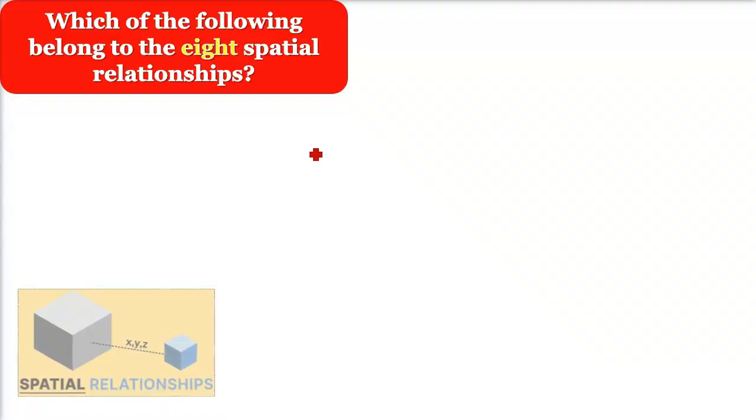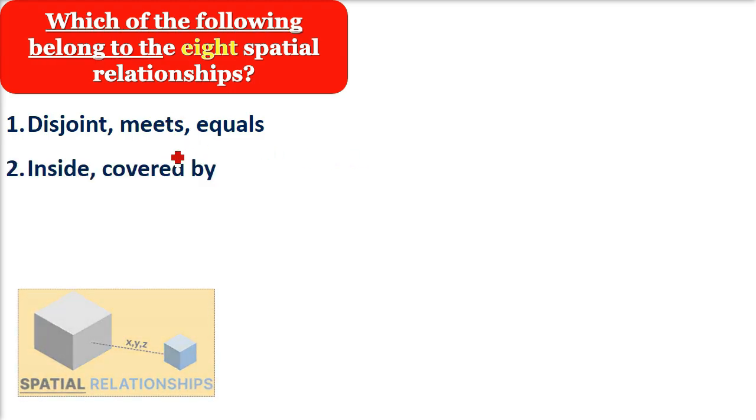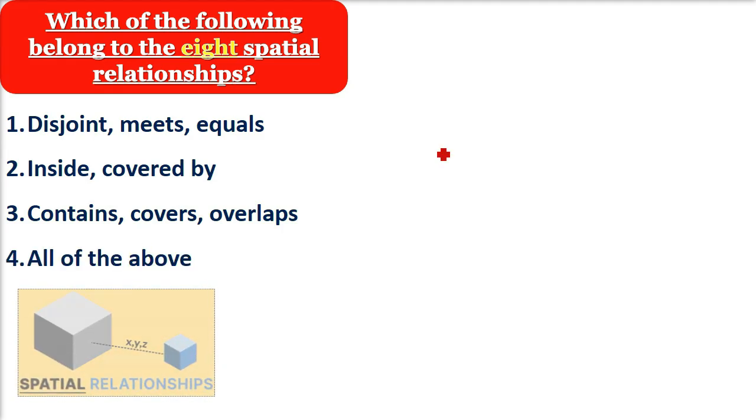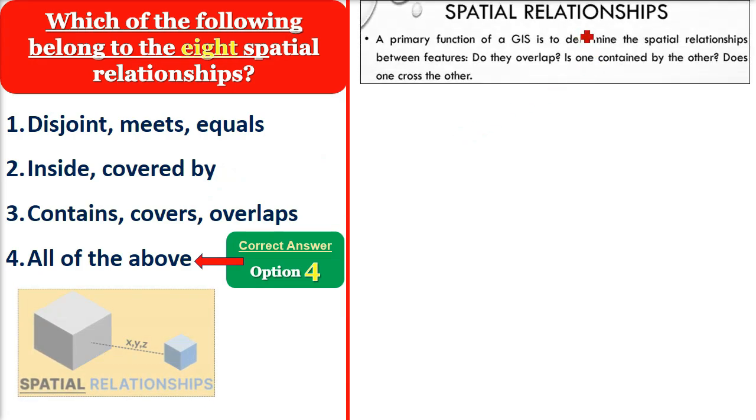Which of the following belong to the 8 spatial relationships? The first one is disjoint, meets, equals. Inside, covered by, contains, covers and overlaps. All of the above. What is the correct answer? All of the above.